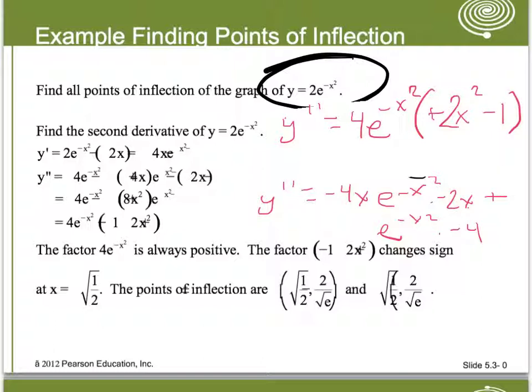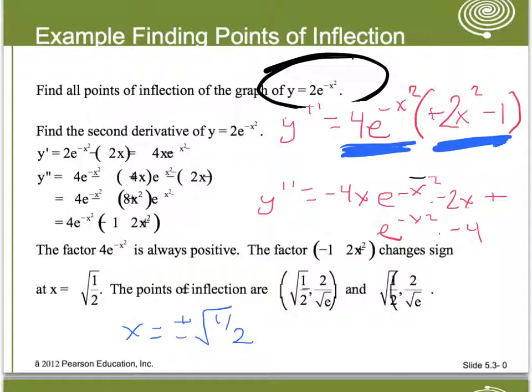There's my second derivative. If that's my second derivative, to find out where my points of inflection are, I set that equal to 0. This part of the function right here is never equal to 0, so I set this part equal to 0, and when you solve it, you get x equals, add 1, divide by 2, square root, so both a positive and a negative, square root of 1/2.